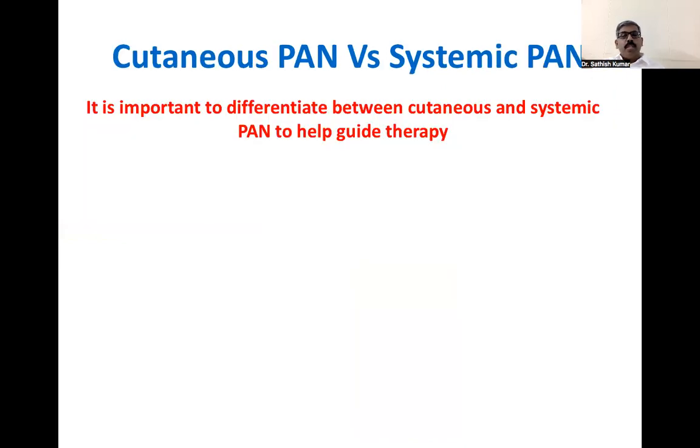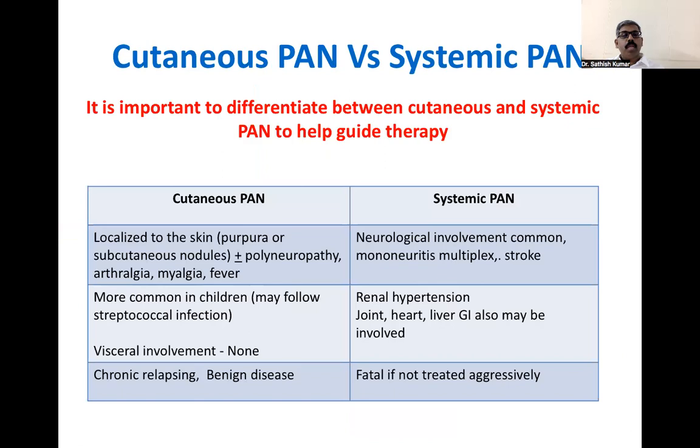As a pediatric rheumatologist, as a pediatrician, it's very important to differentiate between the cutaneous and systemic PAN because the treatment is different for both. So in the cutaneous PAN, as the name indicates, it's limited to the skin. Sometimes they can have polyneuropathy, arthralgias, and fever also can be associated with cutaneous PAN. Systemic PAN, as the name indicates, they have a lot of neurological involvement, systemic involvement.